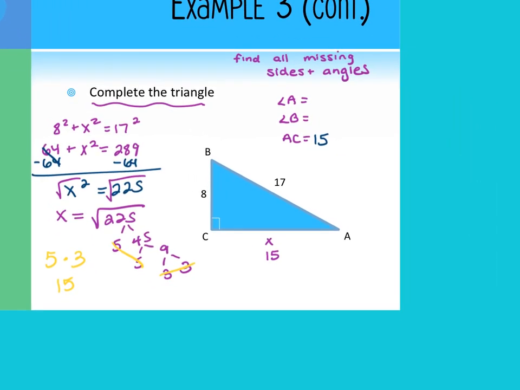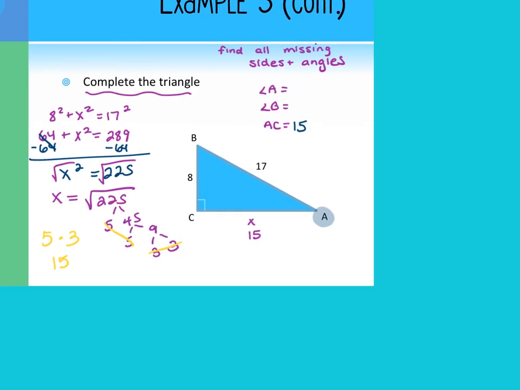Now, if I want to find angle A, I can use tangent because I have the side opposite angle A and the side adjacent to it. So the tangent of angle A is equal to opposite, which is 8, over adjacent, which is 15. And then I'm going to say tangent inverse of 8 over 15. And I get angle A equals 28. I'm going to round to the nearest tenth again, 28.1 degrees.